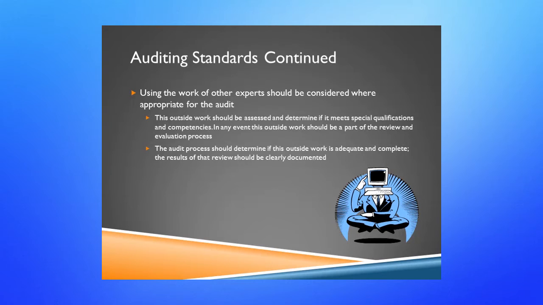You might be using the work of other experts, and if it's been done, you should consider that information where appropriate for your audit. Now, the outside work should be assessed to determine if it meets special qualifications and competencies. Again, just because somebody hands me a report that says this is what these other folks did, I still want to know, did the people that created the report have what it takes to be able to do the audit? In any event, the outside work should be a part of the review and evaluation process. The audit process should determine if the outside work is adequate and complete, and the results of the review that you make of that outside work should also be clearly documented.